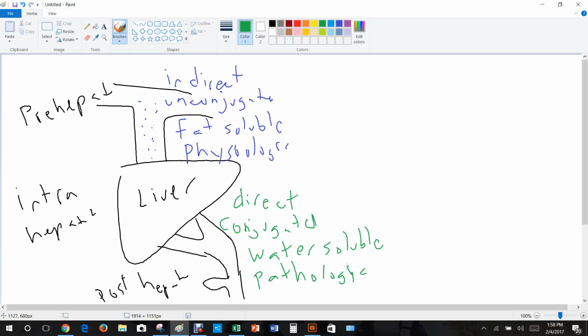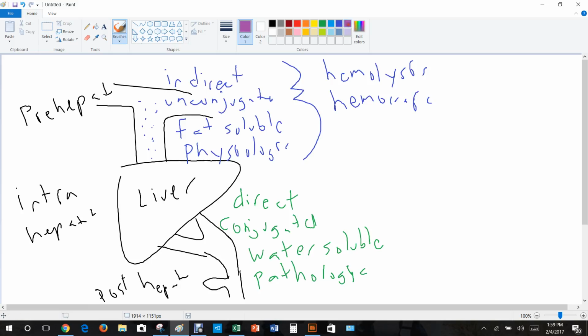So usually when we're looking at these guys up here, indirect, unconjugated, fat soluble, physiologic type jaundice, the bilirubin we're dealing with usually is going to be from something like hemolysis. Now, did hemolysis occur before the liver or after the liver? Obviously before, so it's prehepatic. Or maybe hemorrhagic. Did that happen before or after the liver? Obviously it happened before. And these mixed types, this is kind of the intrahepatic region.